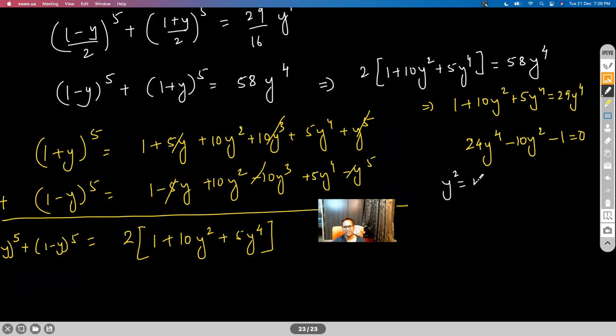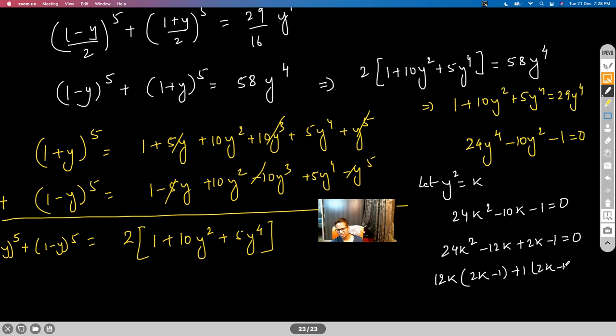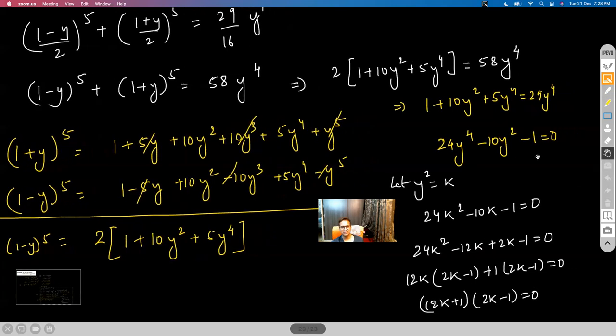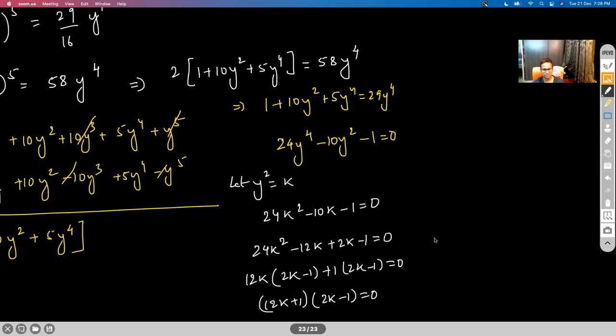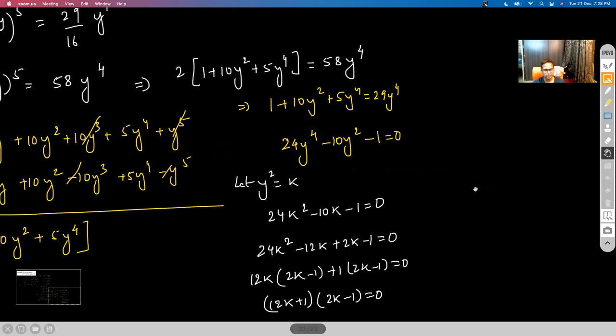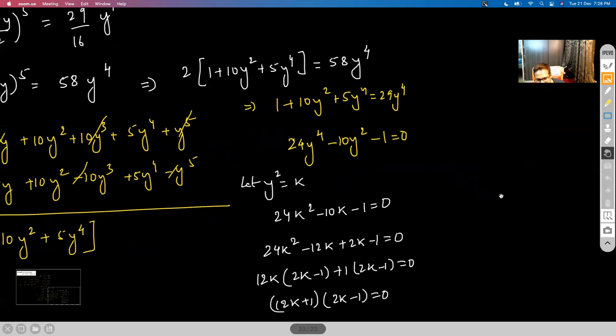If you take y square as k, then this just becomes a quadratic. Isn't it? Yes or no? And I think this will be factorizable. You can factorize it as 12k plus 1 times 2k minus 1 equal to 0. Yes or no? Is it fine? Any questions, any concerns that you have till this stage? All good? Check it out and let me know if I missed out anything.